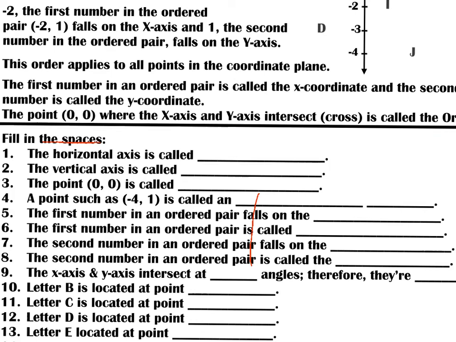Alright, now we're going to use that information at the top and we're going to fill in the blanks below. So the horizontal axis, horizontal is the horizon, it goes across, is called the x-axis. The vertical axis, vertical goes up and down, is called the y-axis. And the point 0, 0, the middle point, is called the origin. A point, or any point, such as -4, 1, is called an ordered pair.